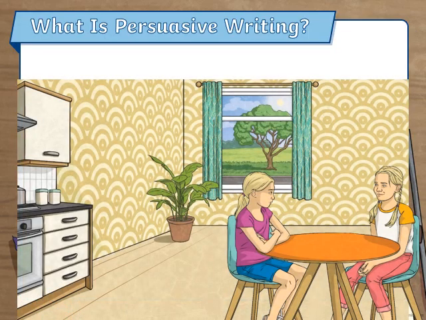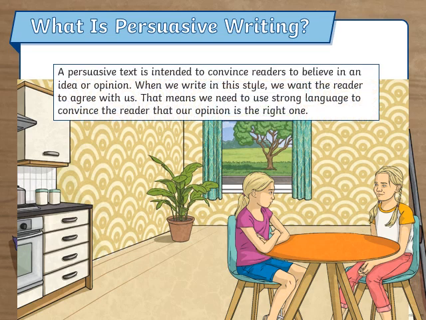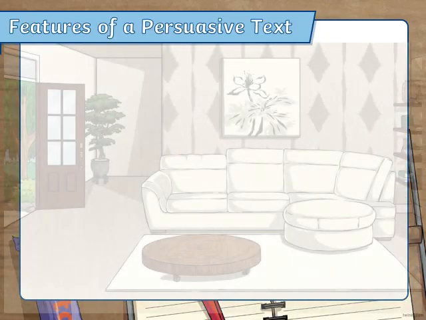What is persuasive writing? A persuasive text is intended to convince readers. So the purpose of persuasive writing is to convince readers to believe in an idea or opinion. When you write in this style, we want the reader to agree with us. That means we need to use strong language to convince the reader that our opinion is the right one. Using strong language to convince the reader.